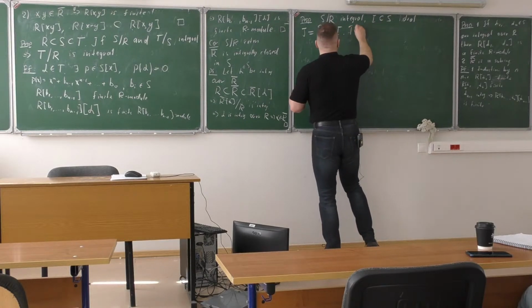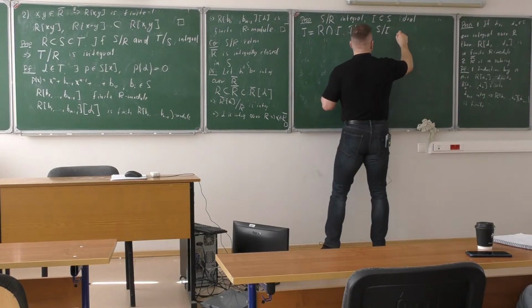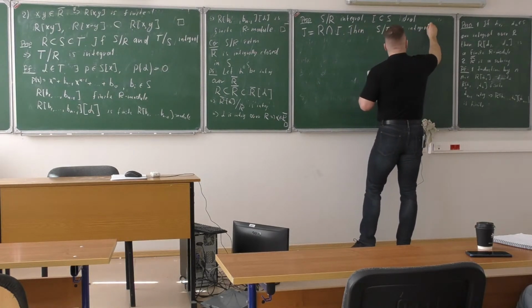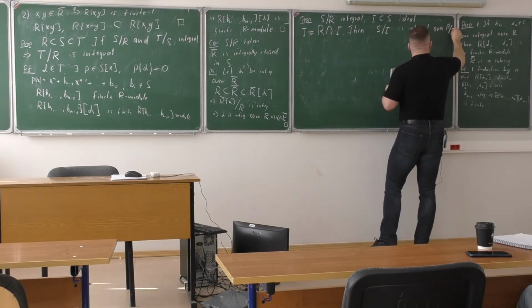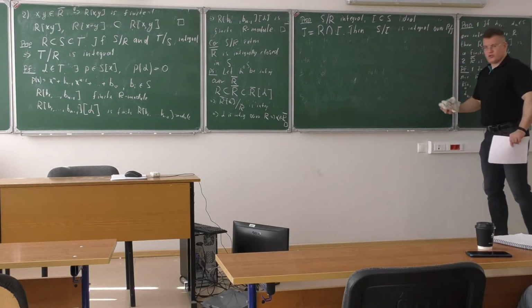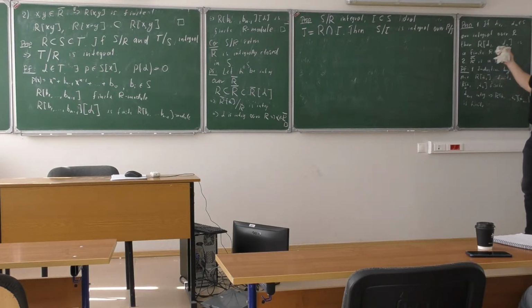So then S modulo I is integral over R modulo J. And I claim this is completely trivial. You don't really need to prove this. You just take the equation of integral dependence and consider this modulo the ideal.